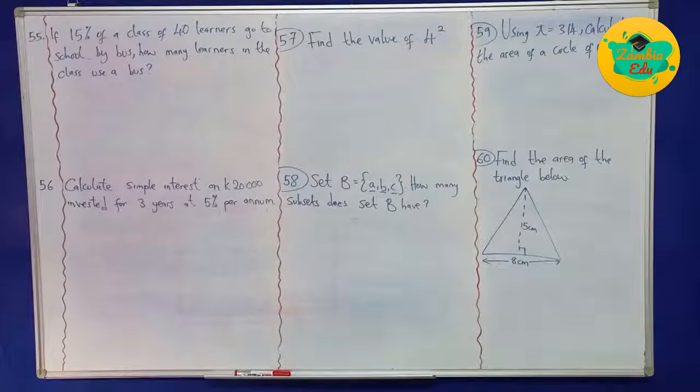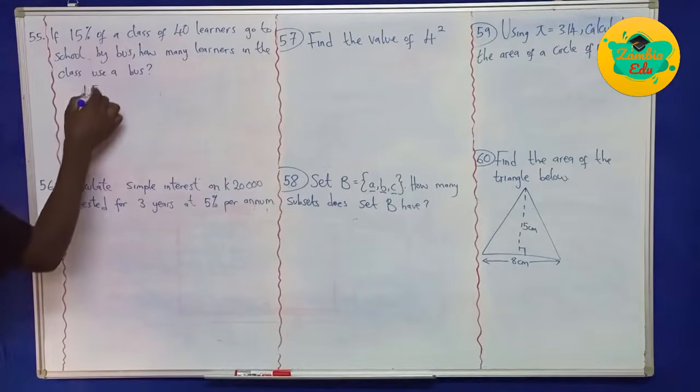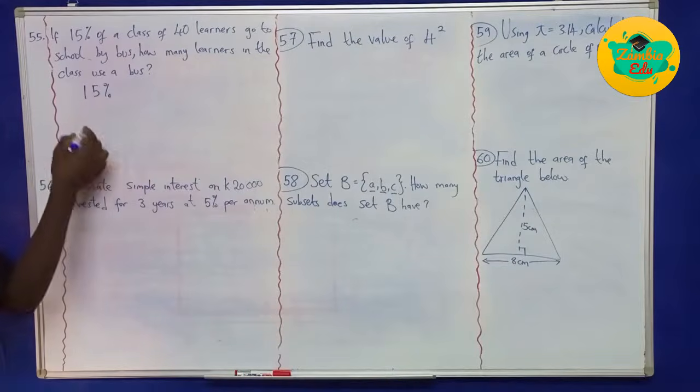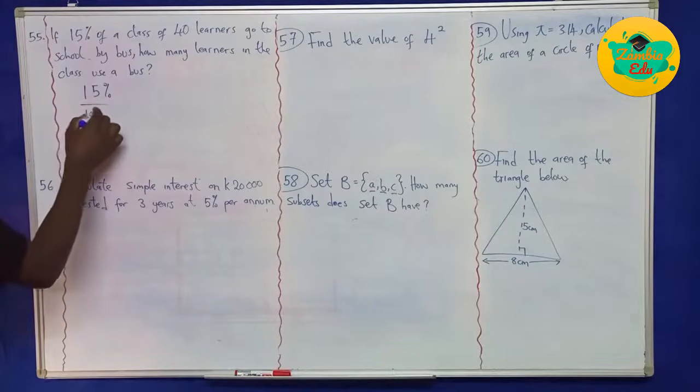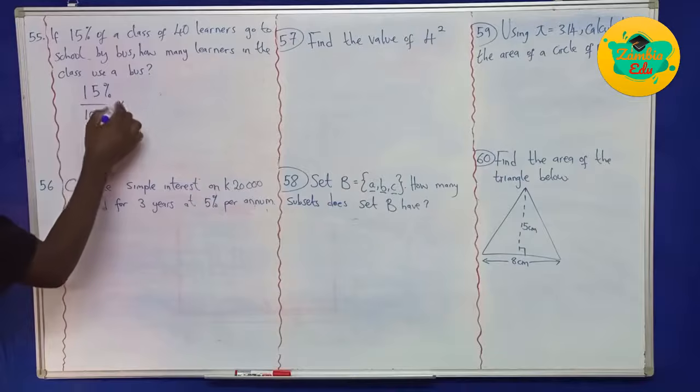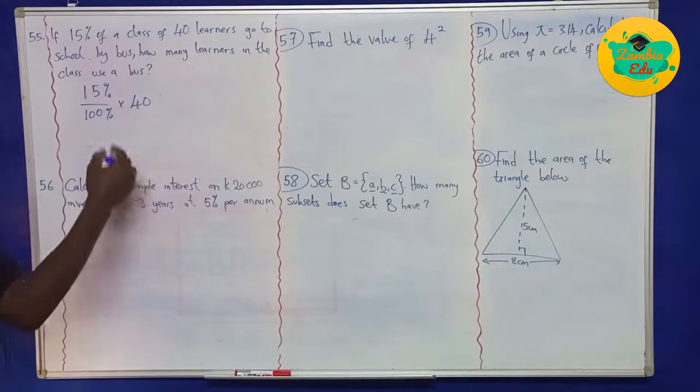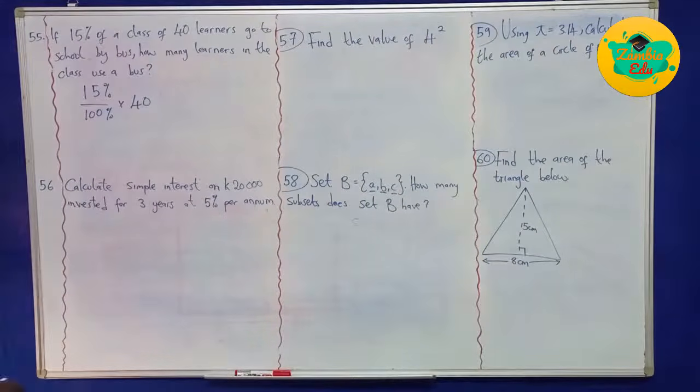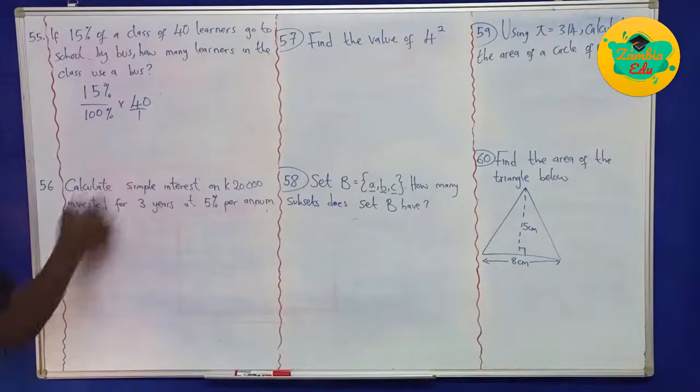Question 55 reads: if 15% of a class of 40 learners go to school by bus, how many learners in the class use a bus? So we are looking at 15% of the learners, so 15% should be over 100, times the 40 learners, which is the total number of learners in the class. We do that over 1.